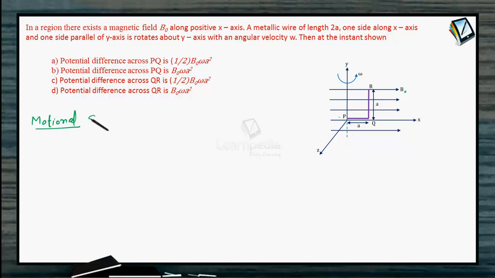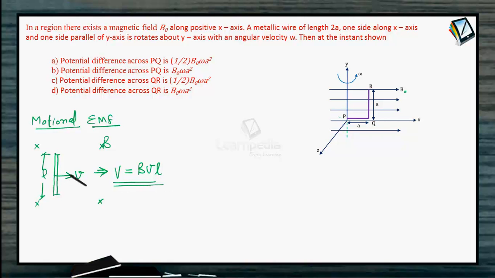Let me quickly revise it for you. In the case of motional EMF, suppose there is a magnetic field pointing inward, and here is a rod of length L moving perpendicular to its length with a velocity v. The condition is that length, velocity and magnetic field B are all mutually perpendicular. In that case, the potential difference generated across the length of the rod will be BvL. But note that these three things must be perpendicular to each other.